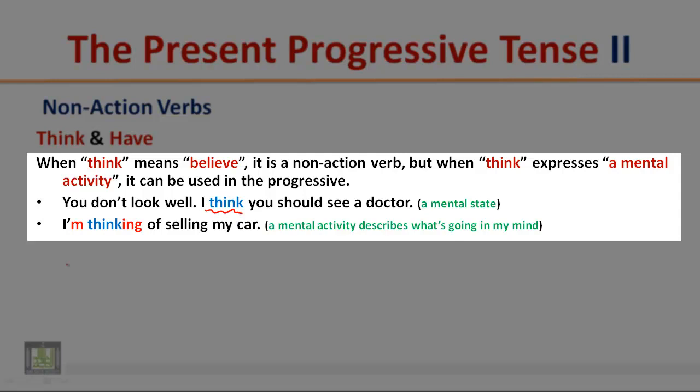I'm thinking of selling my car. The verb thinking here expresses a mental activity that describes what is going on in my mind. So in this example, the verb think can be used in the progressive.